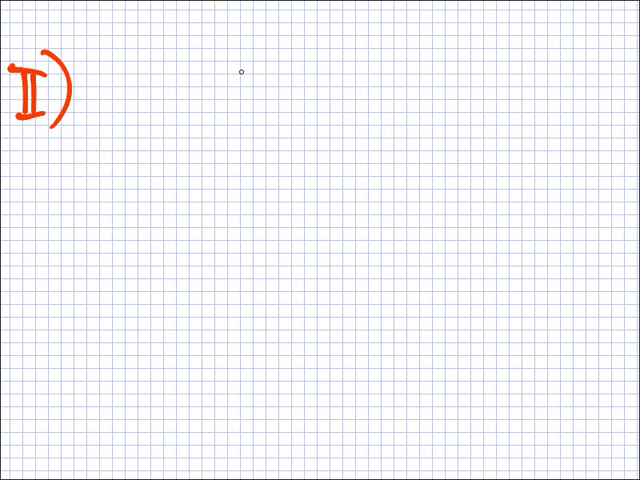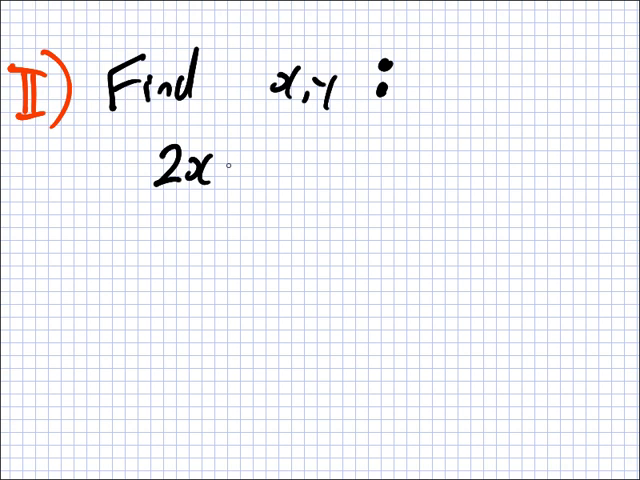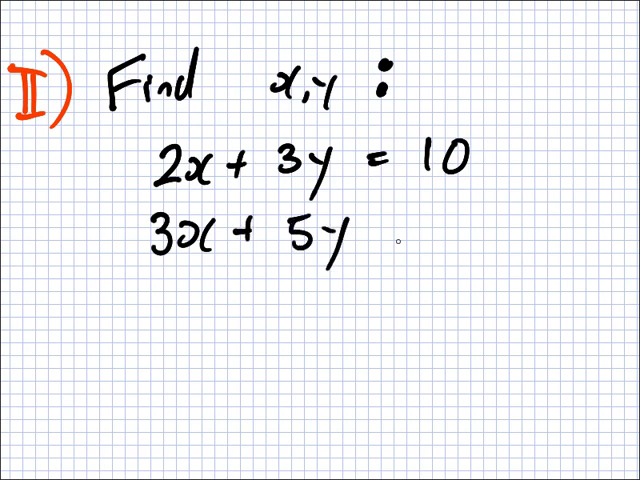So, let's have a look at the elimination method. Find x and y, and we'll have the two equations. Let's say 2x plus 3y equals 10, and 3x plus 5y, I don't know, we'll just make one up, equals 20. Now, the answers won't work out nice and neat here. I think you'll get fractions, but let's see.